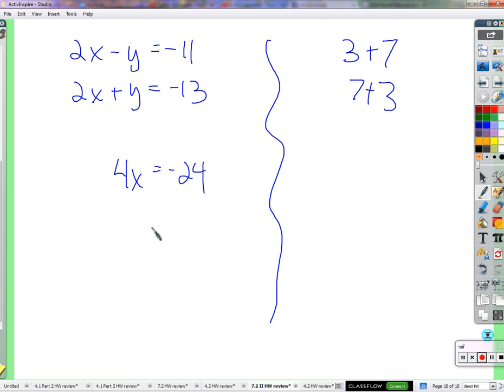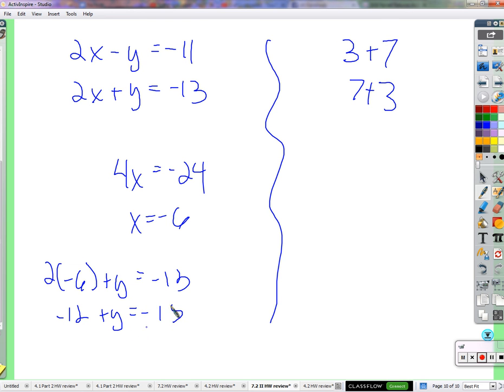Do it that way. So we find 4x equals -24 and x equals -6. And then I'll plug it in here. 2x plus y, or 2 times -6 plus y equals -13. -12 plus y equals -13. Add 12 on both sides, y must be -1. -6, -1. You see those four problems there, 4, 6, 16, and 17.